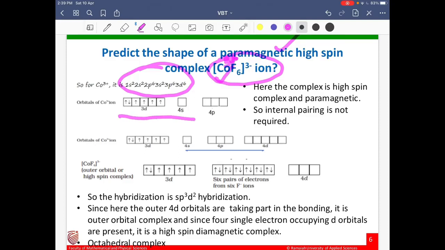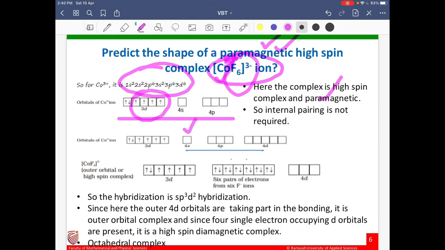So electrons are arranged in the respective orbitals. Here the complex is a high spin complex and paramagnetic. Paramagnetic in nature means if there are singly occupied orbitals, no problem, because then it will show paramagnetic nature. 6 fluoride ions are joining, which means 6 vacant orbitals in the central metal ion are required.